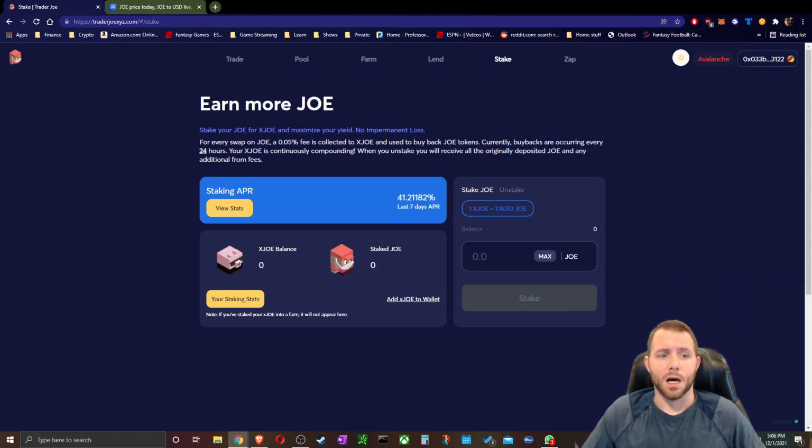So in this particular case, Joe, again, I was mentioning Joe's the native token to this site. For every swap on Joe, and you can read some of this stuff, you probably don't need me to read it for you, but there's a fee. This is where the staking rewards come from. There's a fee that's collected every time there's swaps done, and it's collected to XJoe.